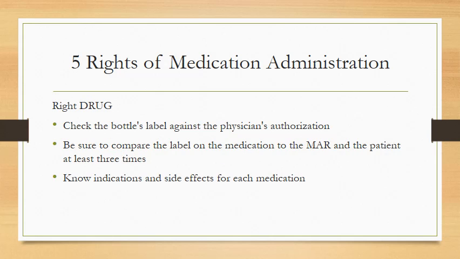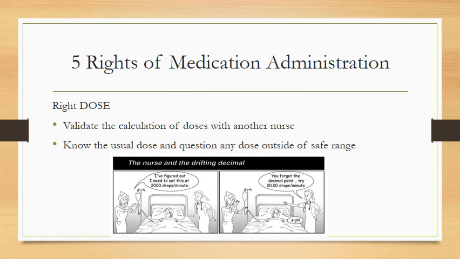Right drug. Check the bottle's label against the physician's authorization. Be sure to compare the label on the medication to the MAR and the patient at least 3 times. Know indications and side effects for each medication. Right dose. Validate the calculation of doses with another nurse. Know the safe dose and question any dose outside of safe range.